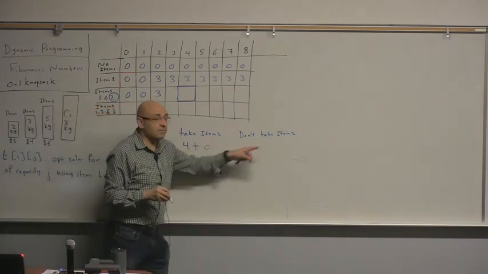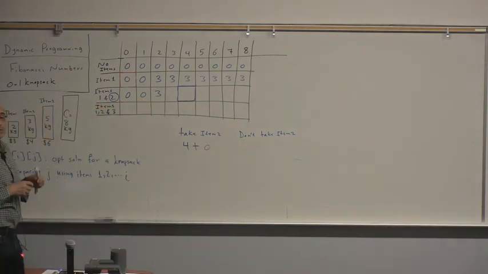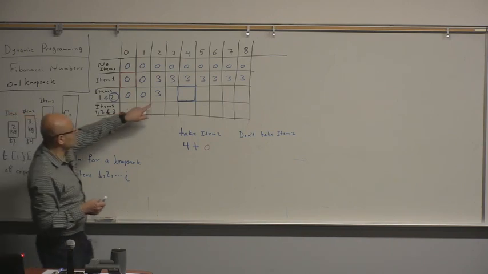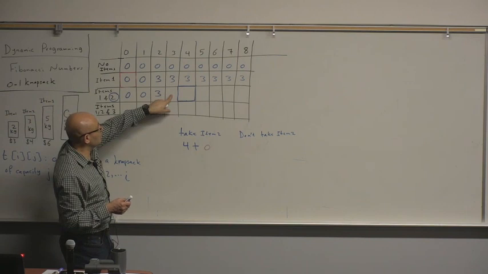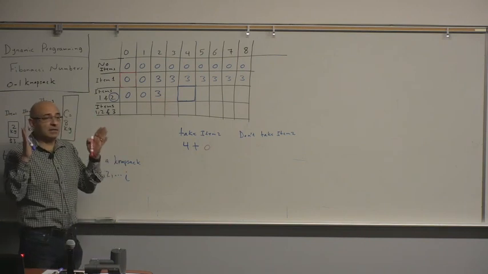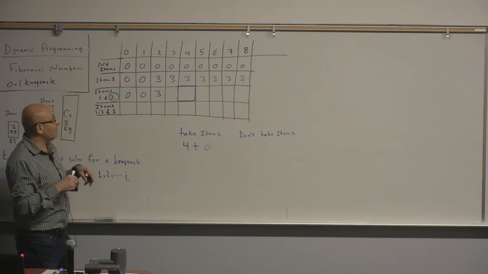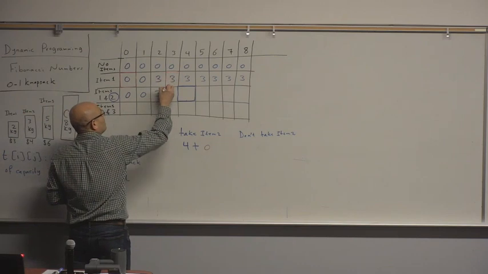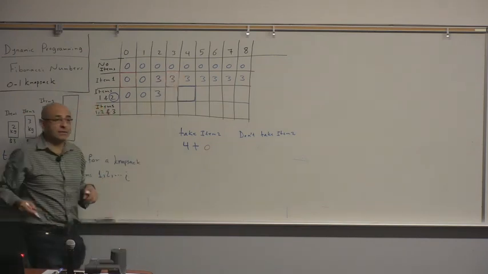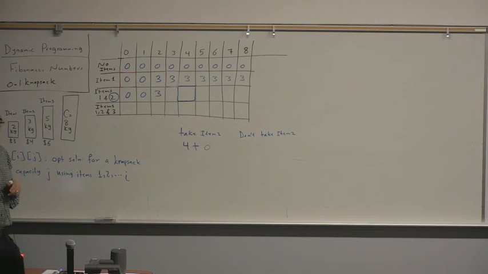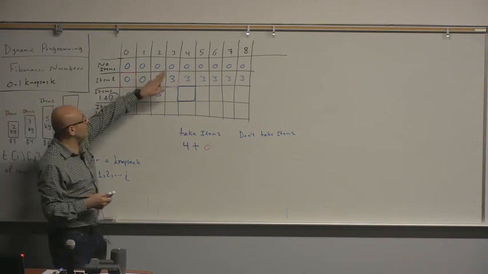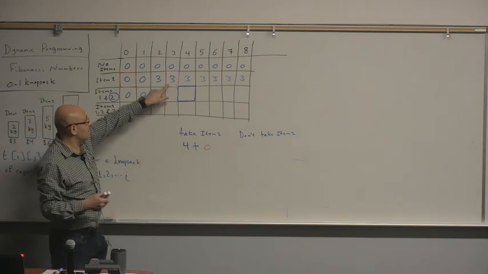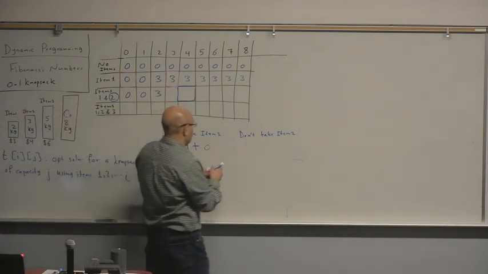Now, if I don't take item 2, what subproblem solution should I look at? The previous one, because if I don't take item 2, then I will have the entire capacity of 3, right? And what can I fit in a capacity of 3 using other items? I have already computed the answer here. What I can fit with the capacity of 3 using previous items is this 3. So if I don't take it, I get 3.